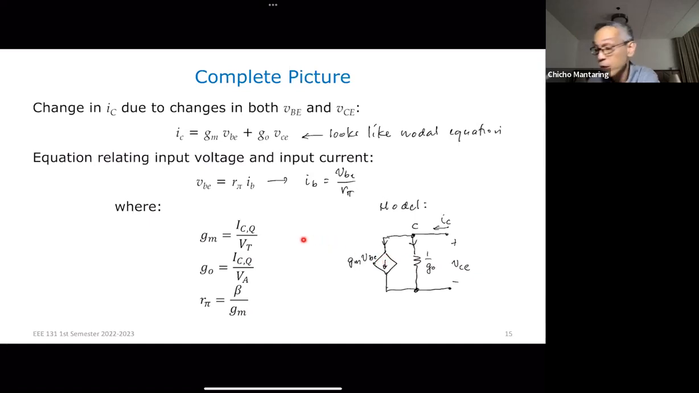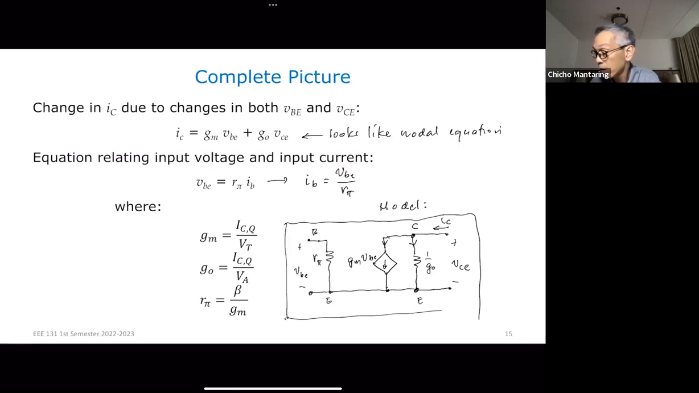And then let's take a look at the input. What is my input? My input is my base. What my input will see is a resistance equal to R pi. So what I have here is VBE. Now, by the way, this is my emitter, and this is also my emitter. So my emitter is a common terminal. So this is now my model. That is my model. This is IB.